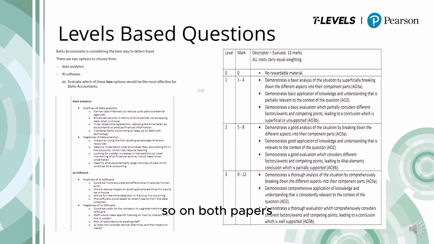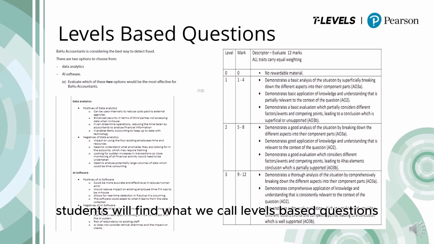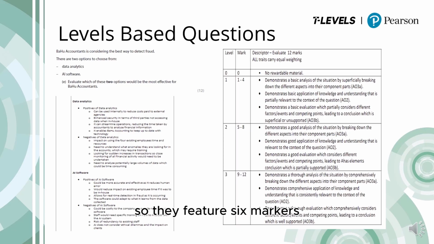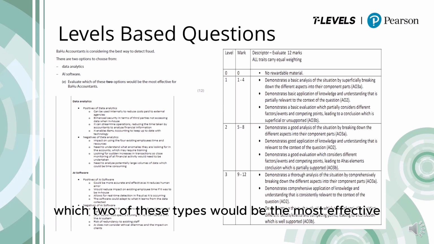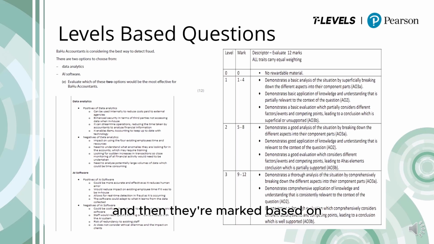So on both papers, students will find what we call levels-based questions. So these are our medium and extended open response questions. They feature 6 markers, 9 markers and 12 markers, which are marked using level-based marking. So students will get some stimulus material, like we saw for the calculation question, where they had the scenario there. They'll be expected to read that scenario, that stimulus material, and then they'll be given a question. So you can see here, this is an evaluate which two of these types would be the most effective. And then they're marked based on the quality of the answer that they've written.